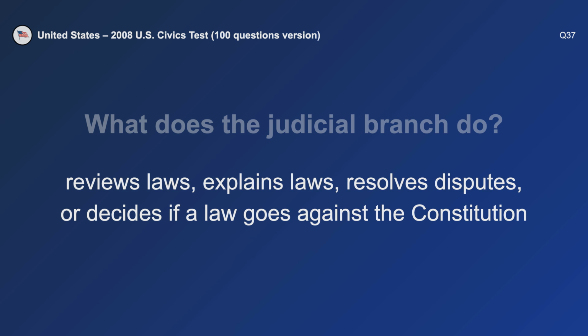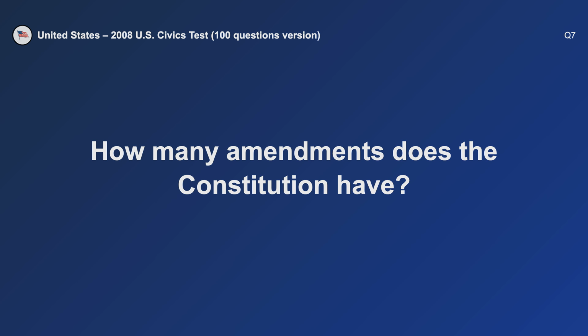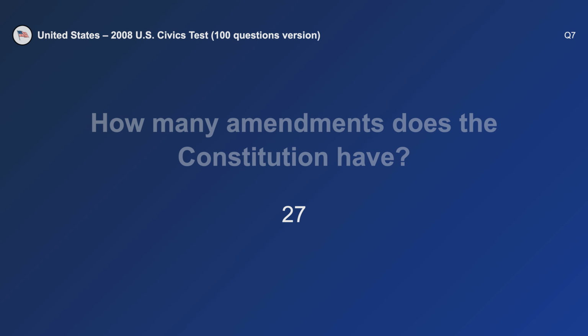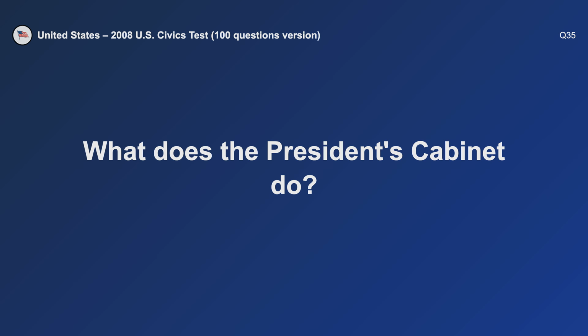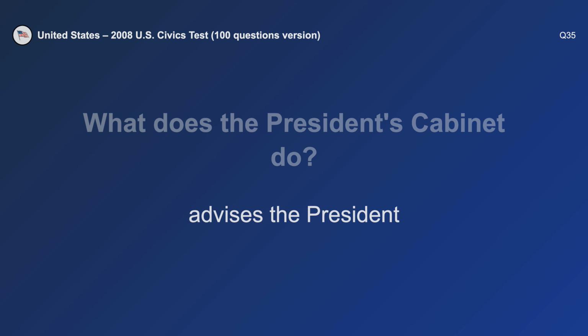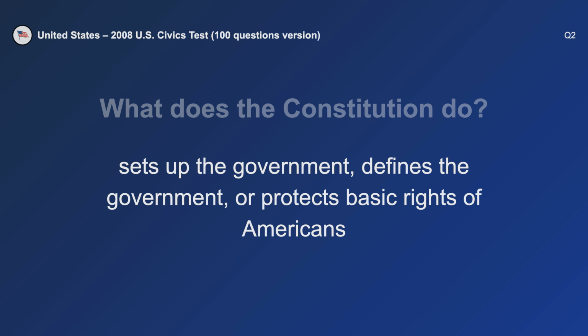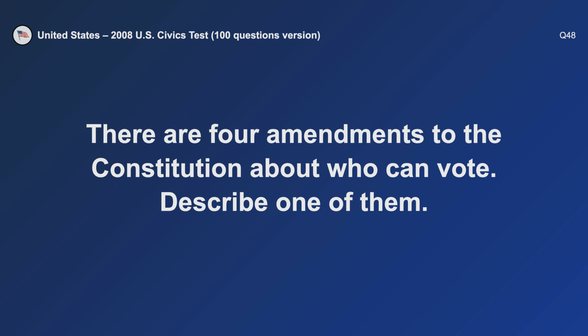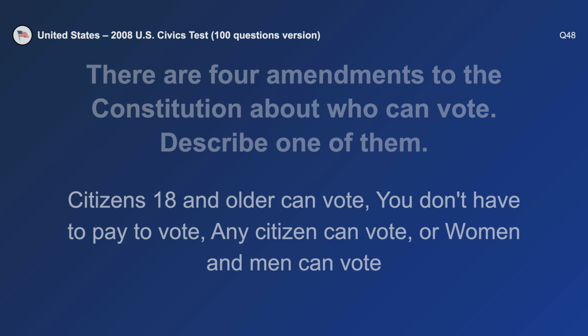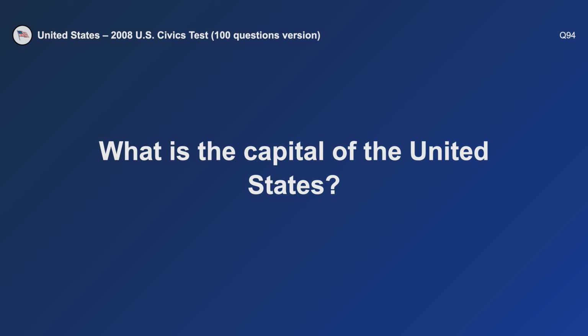Reviews laws. How many amendments does the Constitution have? 27. What does the President's Cabinet do? Advises the President. What does the Constitution do? Sets up the government. There are 4 amendments to the Constitution about who can vote. Describe one of them. Any citizen can vote. What is the capital of the United States?